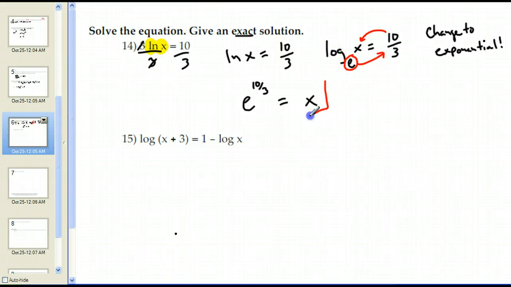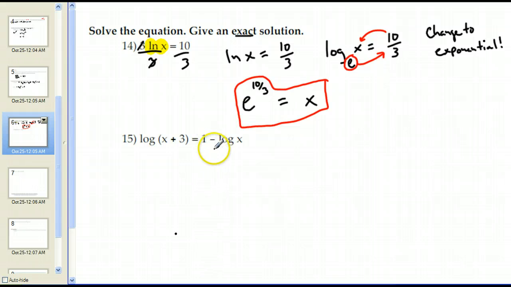Remember, you want x isolated, and we just isolated it. A lot of times just changing it to exponentials, if the input in the logarithm is just by itself, actually does solve the equation. But again, you have to understand that ln is the log base e, so you can do this.